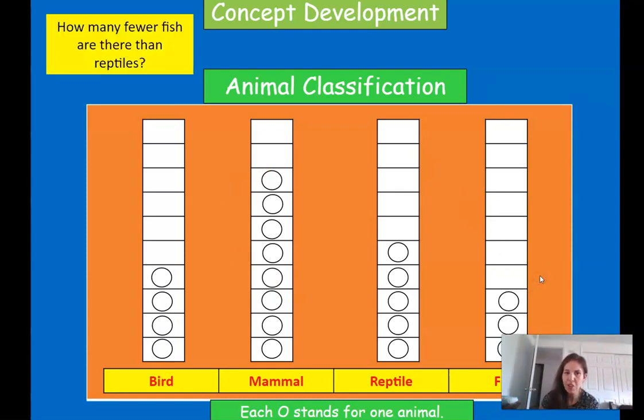How many fewer fish are there than reptiles? So we have 3 fish. And how many reptiles do we have?